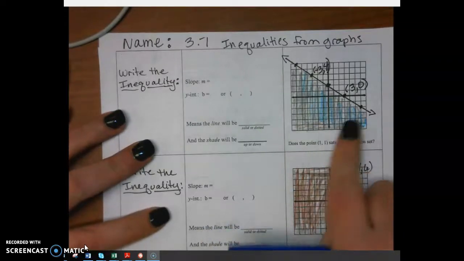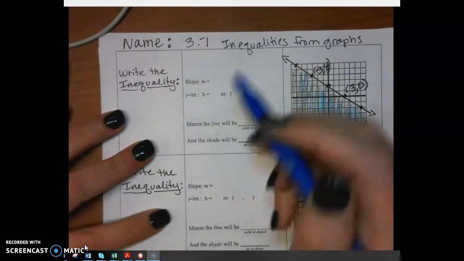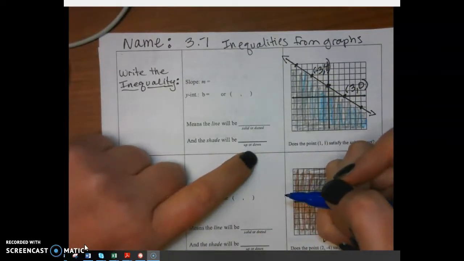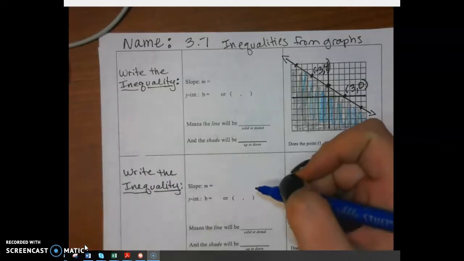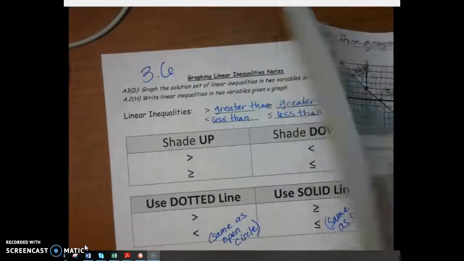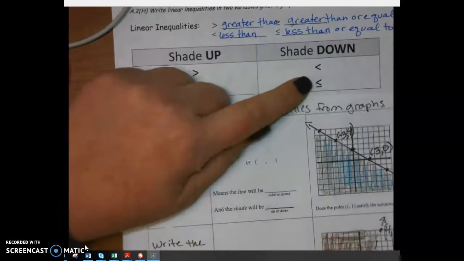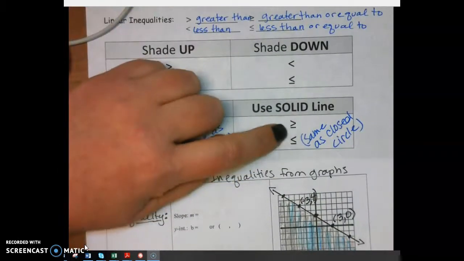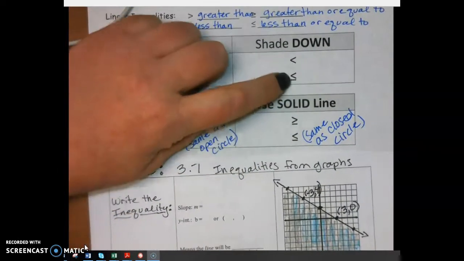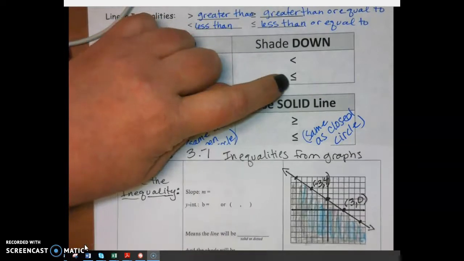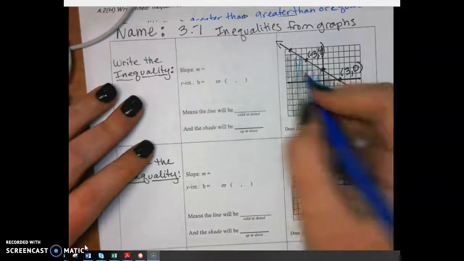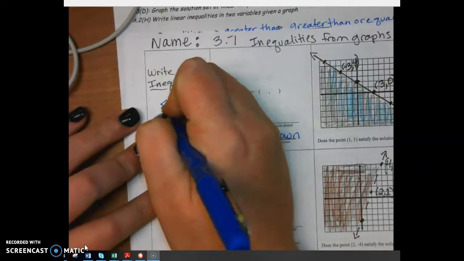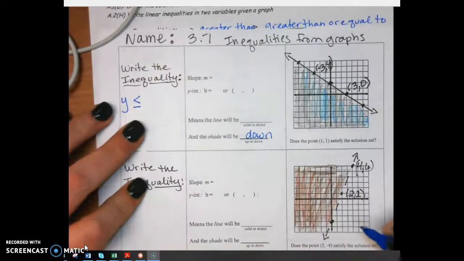So it's shaded underneath. So we're going to shade down. If you go back to your notes, shading down is going to be one of these. We have a solid line. So we've got this, okay? So we need this one. That's called less than or equal to. So we shaded down, and we're going to have less than or equal to, okay?